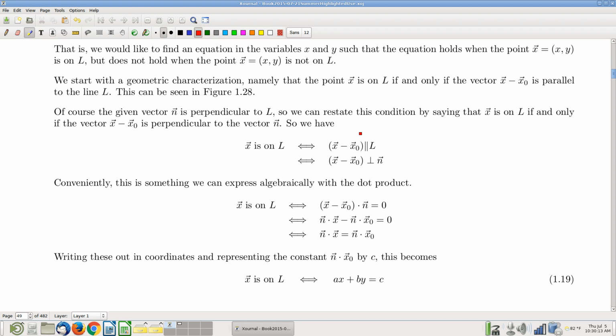It all boils down to whether that difference vector is parallel to L. Well, wait a second. Parallel to the line would mean perpendicular to the n vector, because n is perpendicular to the line. Oh, somebody said perpendicular. That means dot product is 0.